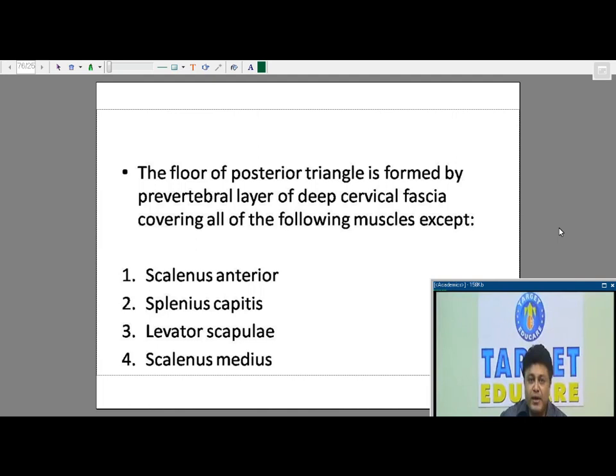The floor of the posterior triangle is formed by the prevertebral layer of deep cervical fascia, which covers all the following muscles except, got it? There is a posterior triangle, which has an overlying skin, superficial skin, and then there is a floor. This floor is formed by the prevertebral layer of deep cervical fascia, which covers a lot of muscles below it. Which are those muscles? Scalenus anterior, splenius capitis. Splenius capitis has already come in the reference of today's lecture 1, which we translate into English as head bandage. Splenius means bandage. Levator scapulae, scalenus medius, four options.